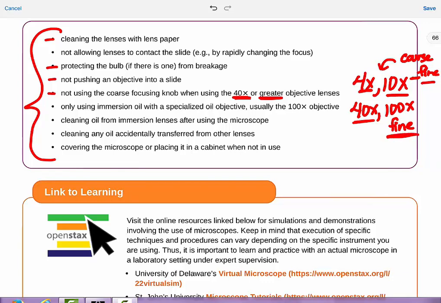And then moving up to the 100x, you want to put a drop of oil before you move to the 100x and then only ever use the fine adjustment knob. The next one, only using immersion oil with a specialized oil objective, so that's the 100x objective, oftentimes. Cleaning the oil from the immersion lens after using the microscope, not getting it on any of the other lenses. Cleaning oil that's accidentally transferred to any other lenses, and then covering the microscope or placing it into a cabinet to be protected.